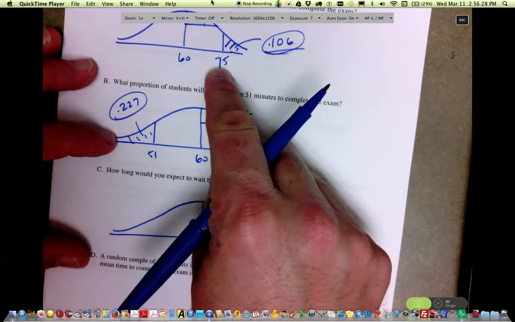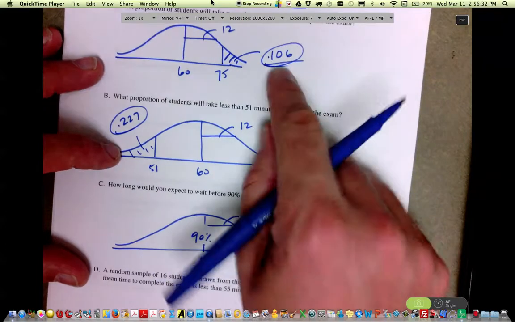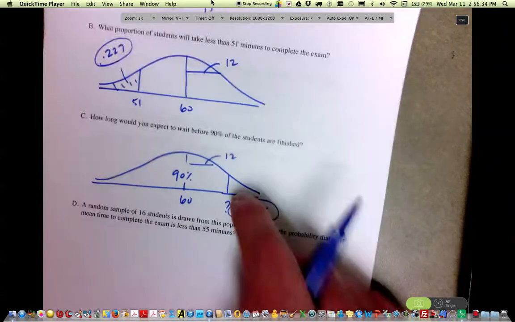And notice we actually kind of got that number up here in the first question. What proportion will take more than 75 minutes? Well, a little bit more than 10%. Well, there's going to be a little bit more than 10% here as well.